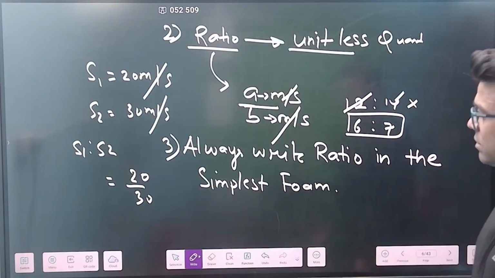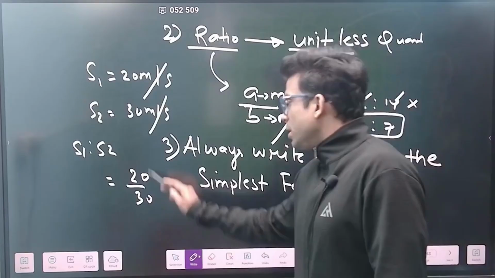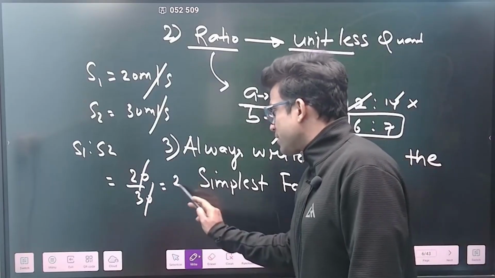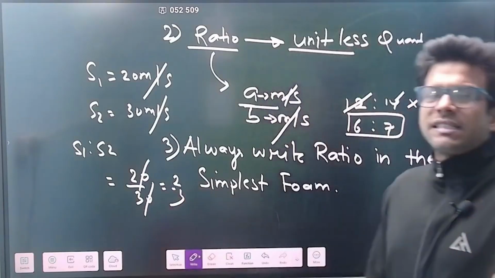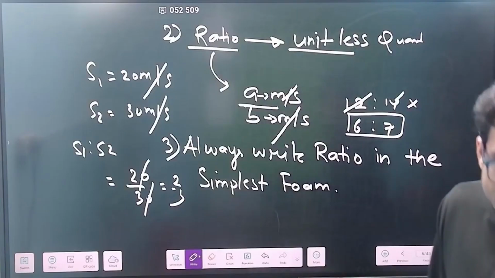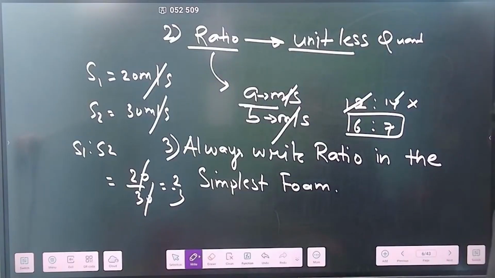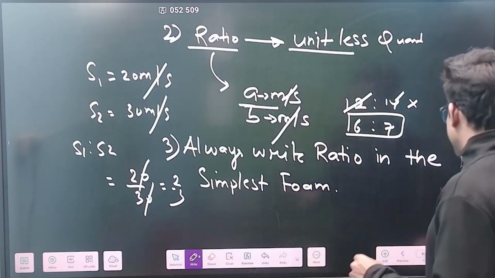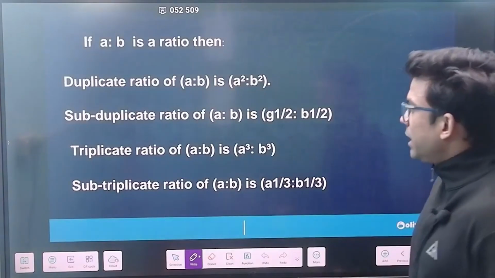Again, you cannot write ratio 20 is to 30. You can cancel out 0. You can write the simplest form 2 is to 3. These are basic understanding that everyone should know. I will also be sharing the PDF of the class.